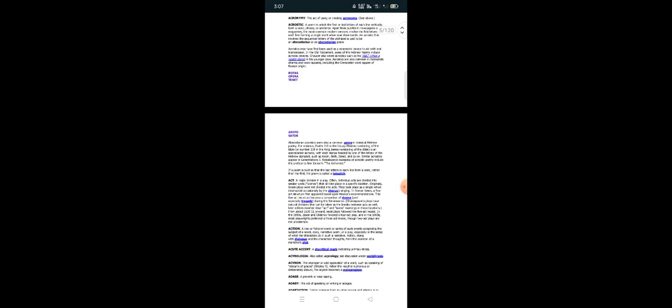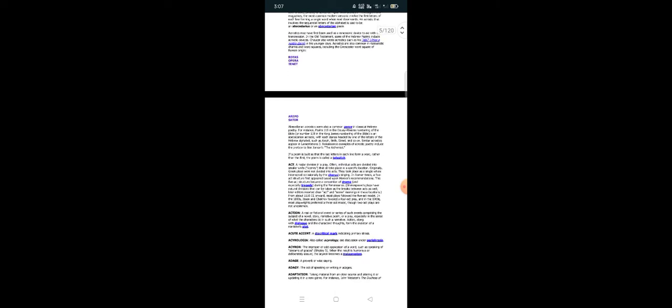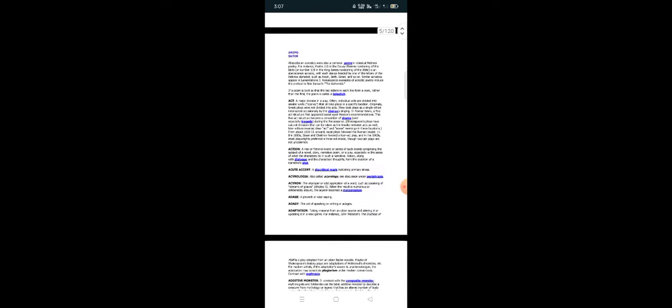And Chaucer also used this genre. In the Old Testament, there are so many Hebrew Psalms which are acrostic. So this is all about acrostic.